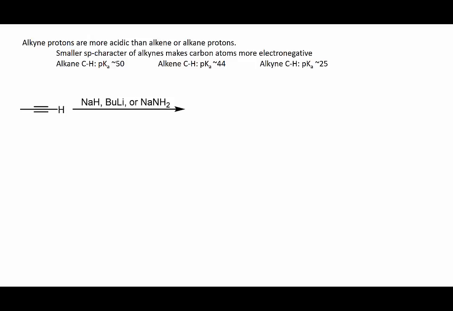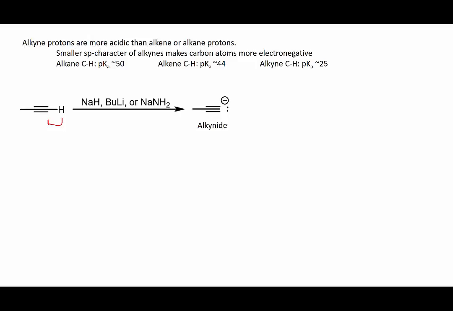As an example here, we can take this terminal alkyne right here with this CH that can be removed. This can be removed with either sodium hydride or butyllithium or sodium amide. These are very strong bases, but they are strong enough to deprotonate even this carbon atom. When this reaction occurs, we will generate an alkynide ion with a negative charge on our carbon.